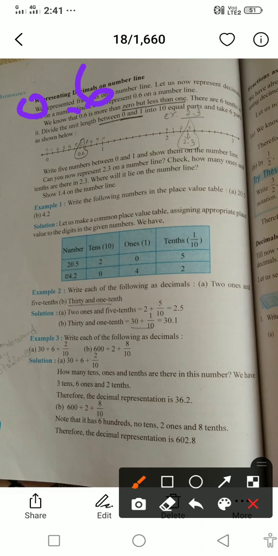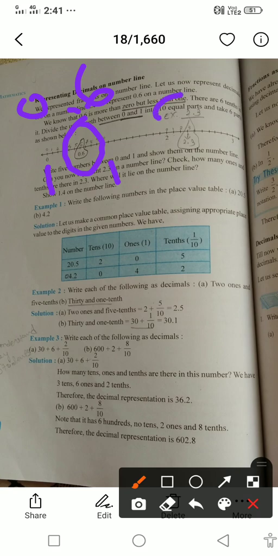Okay, those are the actual numbers. But we know that 0.6 means after the point there is only one digit, so it is the tenth part. So we have to make exactly 10 parts between 0 and 1. I have written over here with pencil: 0, 1, 2, 3, 4, 5, 6, exactly 10. So where is 6? 6 is here, so I have written over here 0.6.